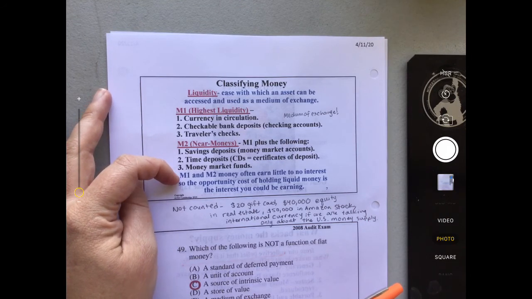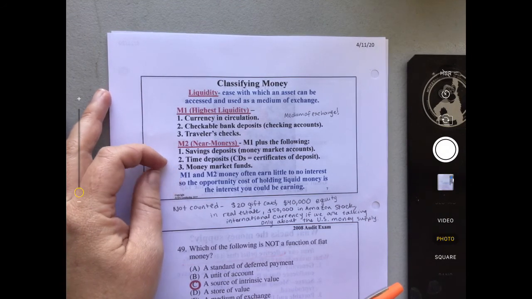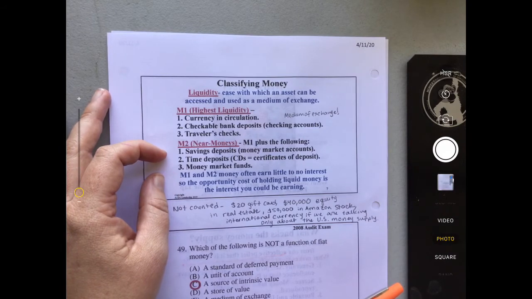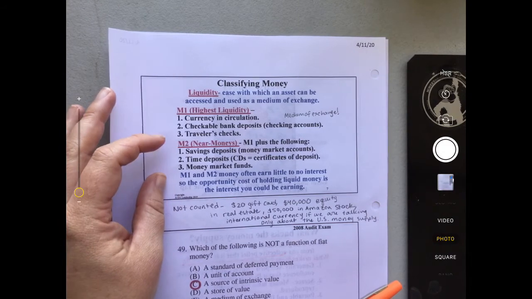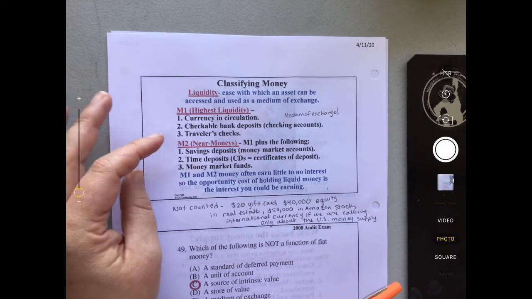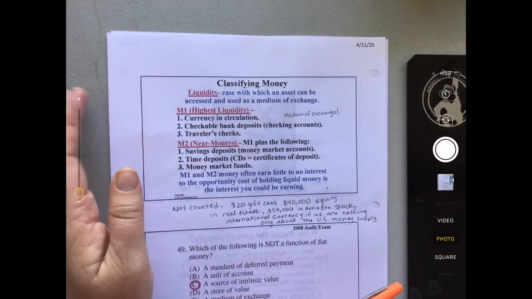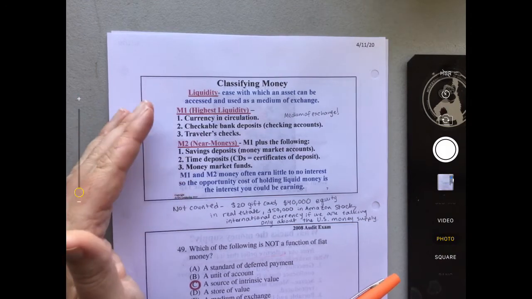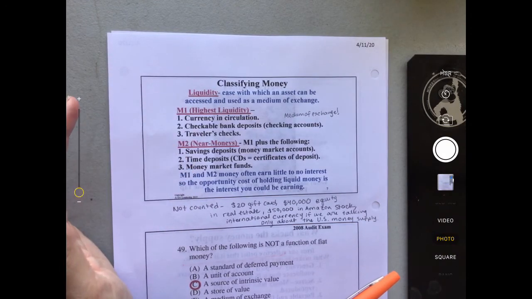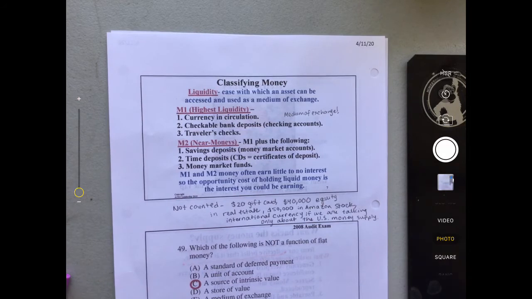M1 and M2 money often earn little to no interest, so the opportunity cost of holding money is the interest you could be earning. You should be having this in something that can earn interest. Again, if either of the two are earning more interest, it would be M2. And now there are a couple of multiple choice questions that I want you to go through and practice.